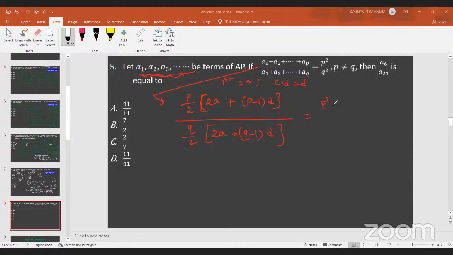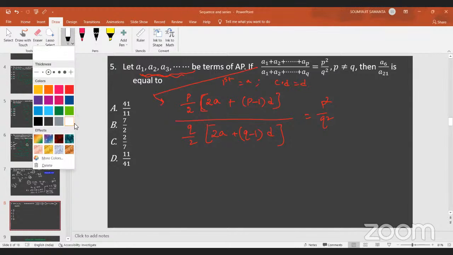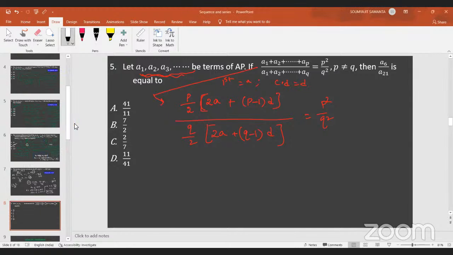Keep as it is, P square by Q square. The 2 gets cancelled. P and P square gets cancelled. Q and Q square gets cancelled. So on the left hand side, it will become 2A plus P minus 1 into D divided by 2A plus Q minus 1 into D equal to P by Q.